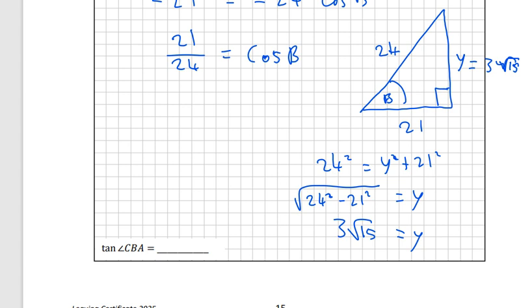So tan of the angle will be opposite, which is 3 root 15, over adjacent, which is 21. And you can simplify that down into root 15 over 7. Now I could have spotted here, I could have changed that into 7 over 8 either, and then gone with that into the triangle. So it'll be the same thing. I could have simplified that fraction there. So either way, it'll give you the same answer down at the end.